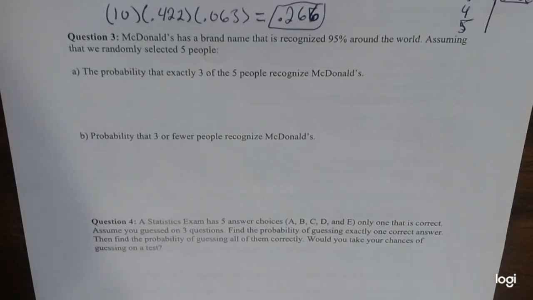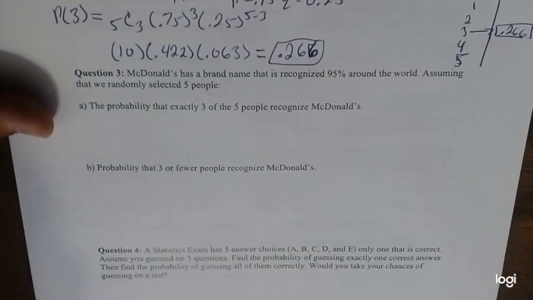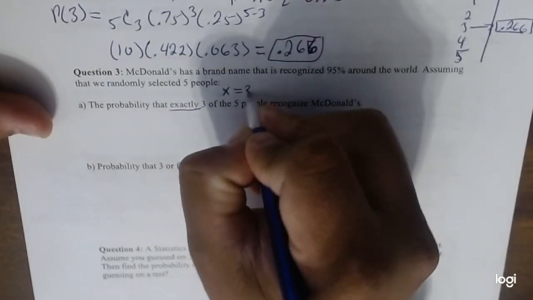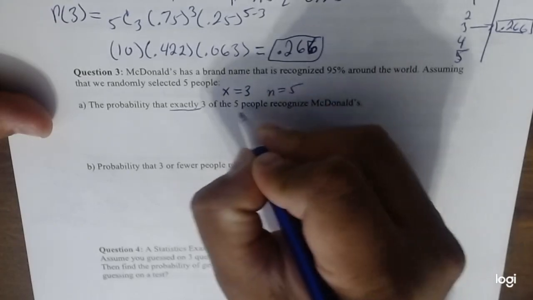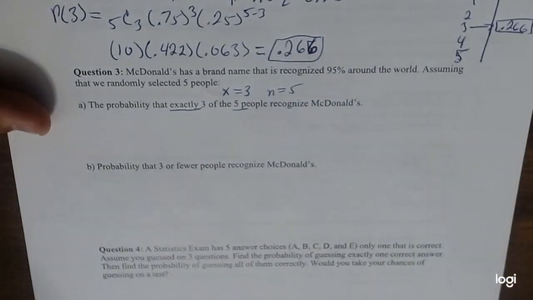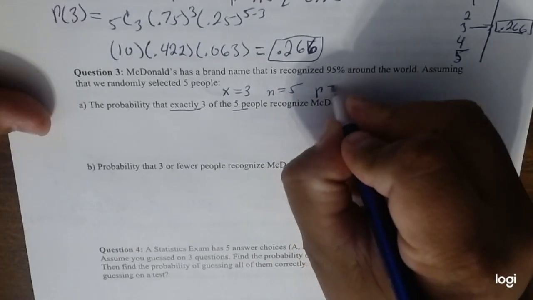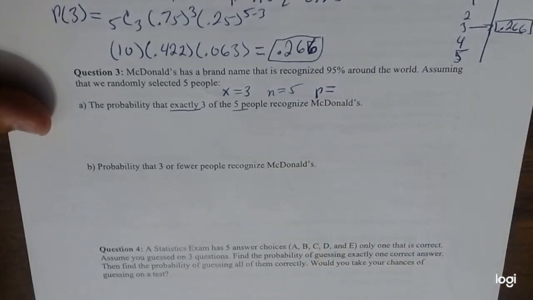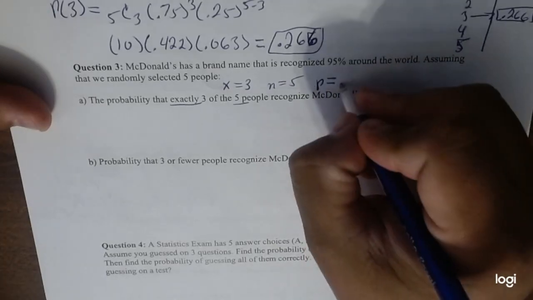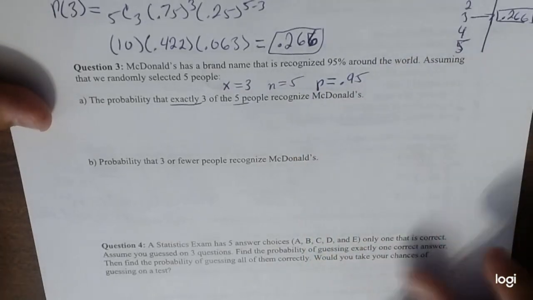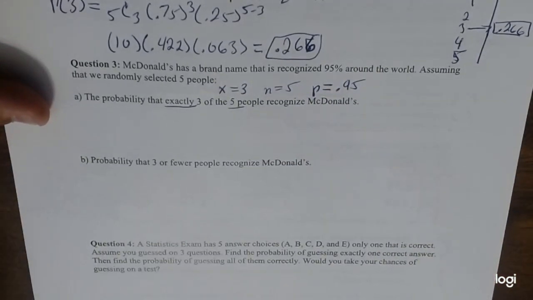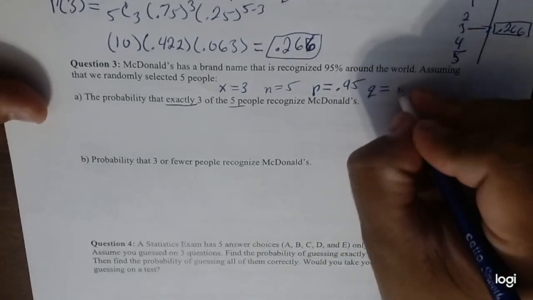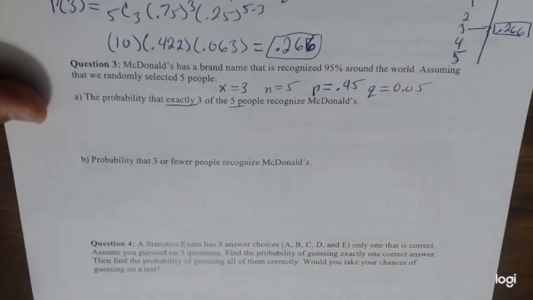All right, so very similar to the one above, right? Now it says exactly 3, so therefore X is going to be 3, and N is going to be 5 because we added the 5 people, right? Selecting 5 people. Now here's the question. What is P? So success is recognizing McDonald's. So therefore, recognizing it should be 95%, or in decimal form, 0.95, right? All right, so therefore failure would be 1 minus 0.95, or 0.05.